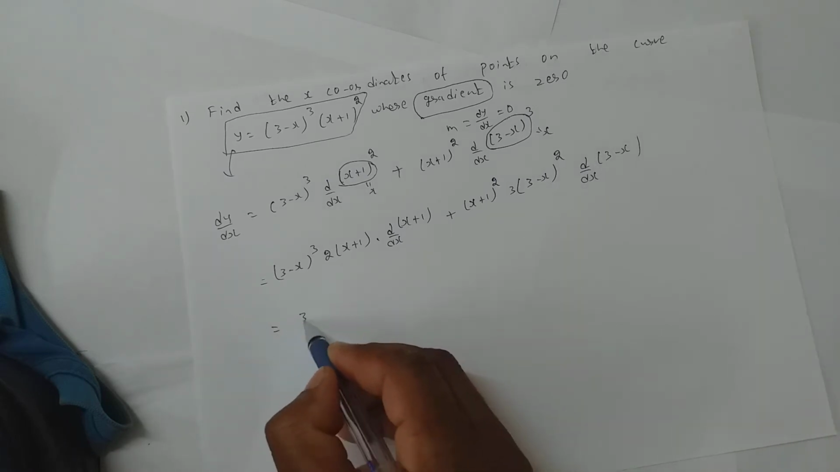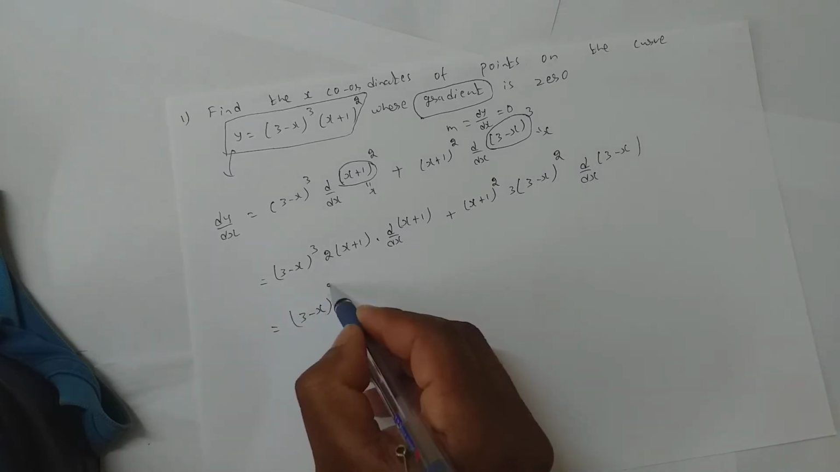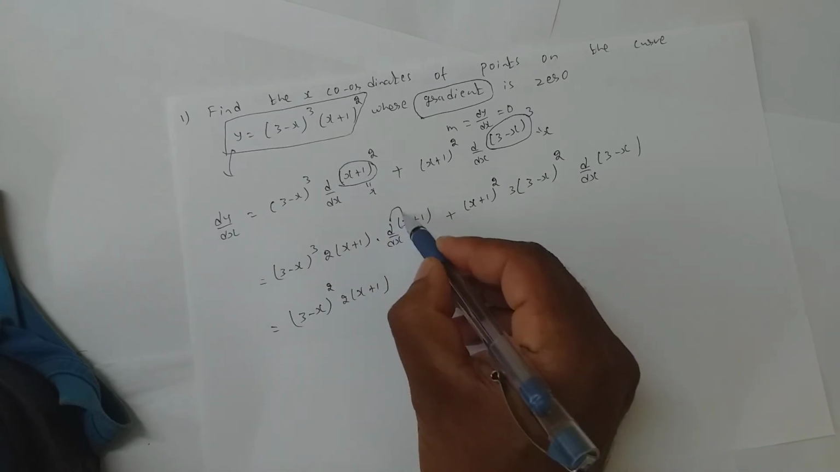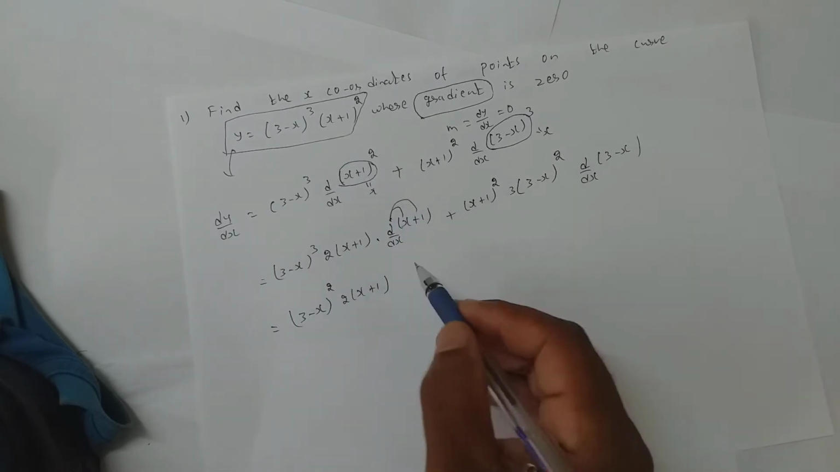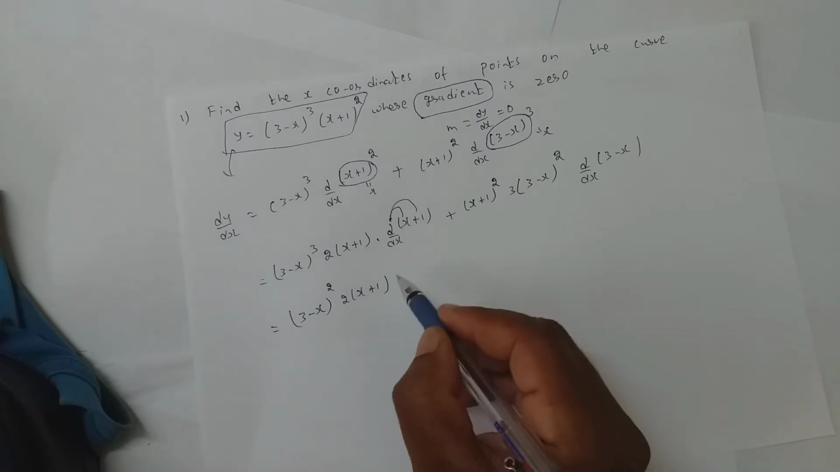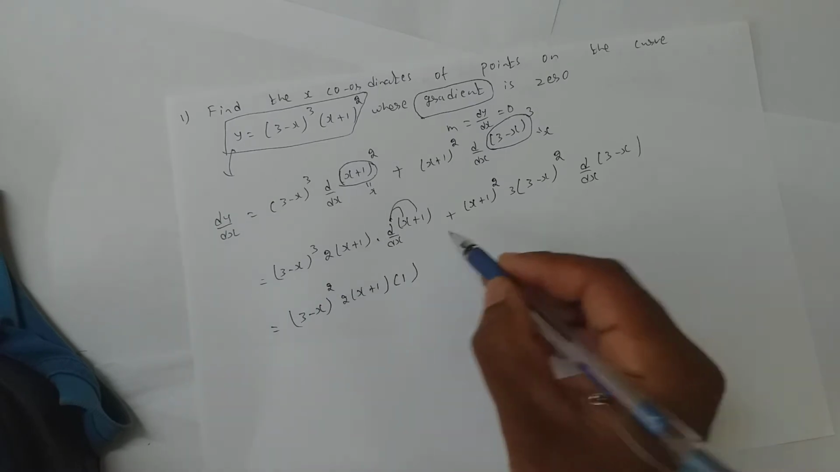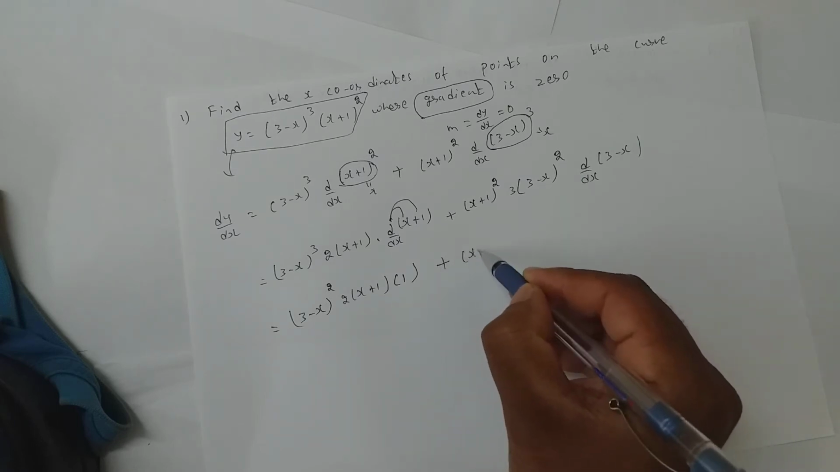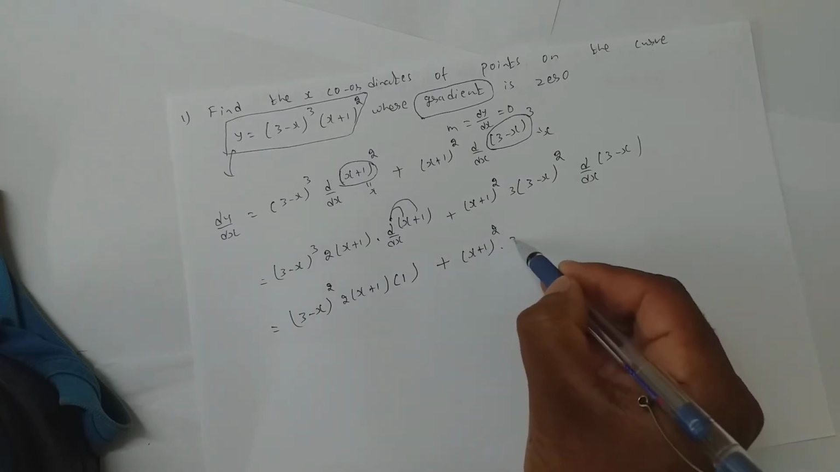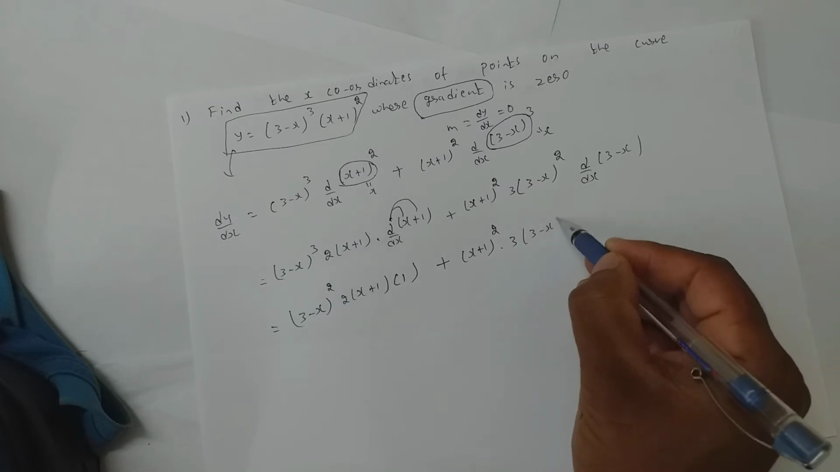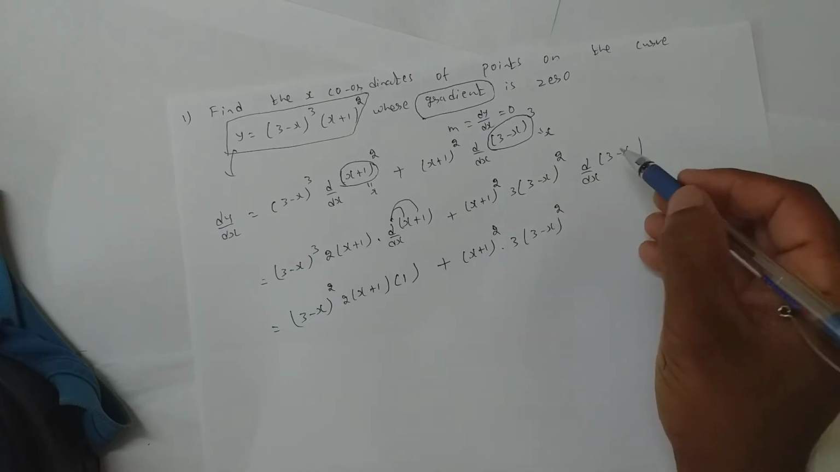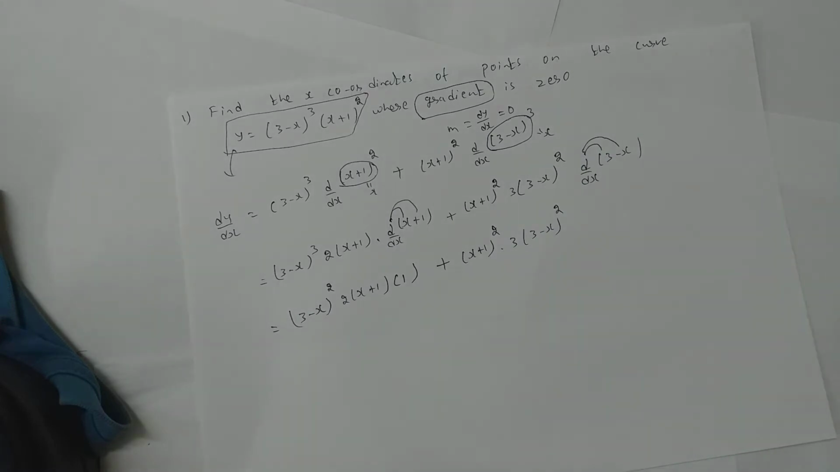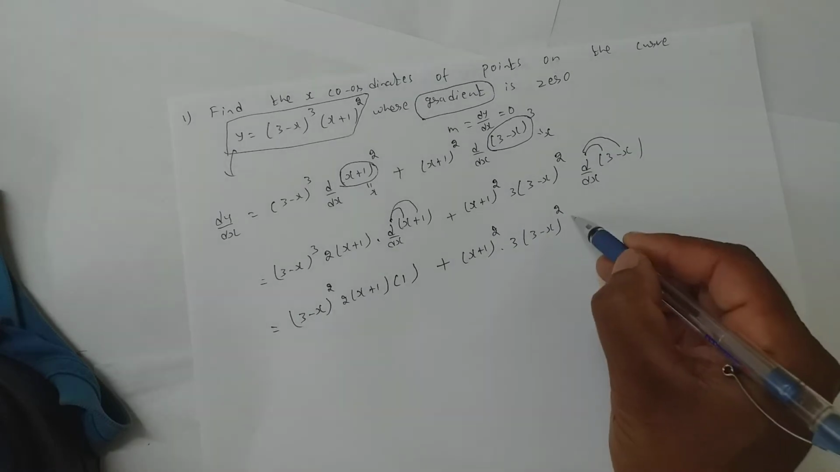So now what does it become? 3 minus x whole square into 2 into x plus 1 into this gets applied to x and also to 1. When it is applied to x, I get 1. When it is applied to 1, 0, so I did not write that. Plus x plus 1 whole square into 3 into 3 minus x whole square into this gets applied to 3 and also to minus x. When it is applied to 3, it is 0. On minus x, I get minus 1.